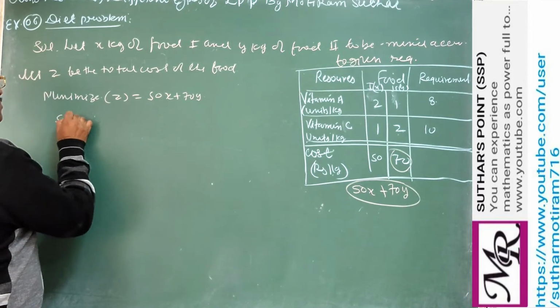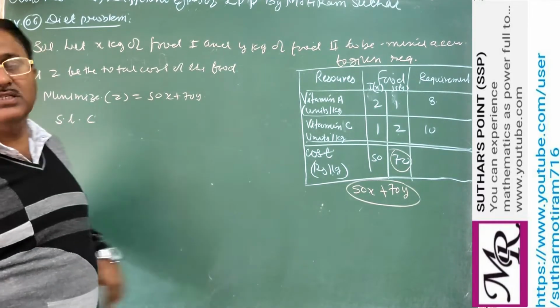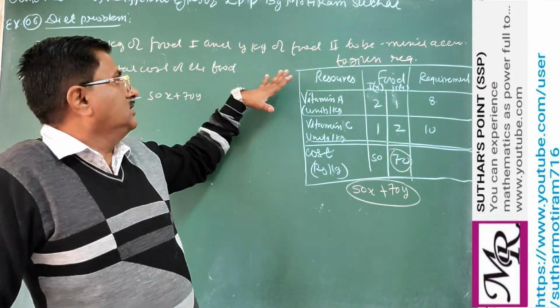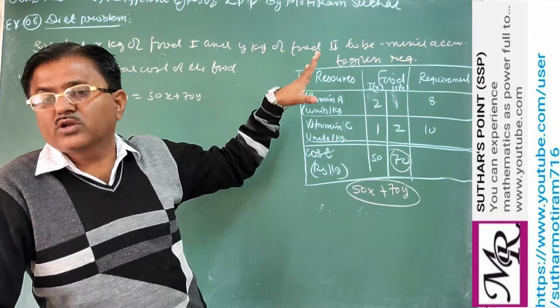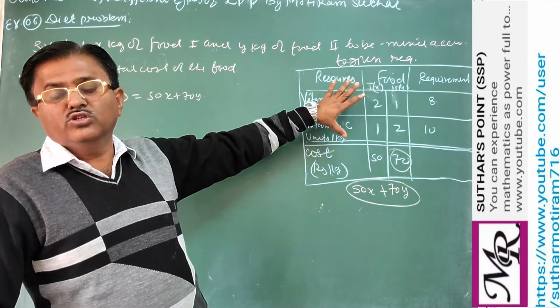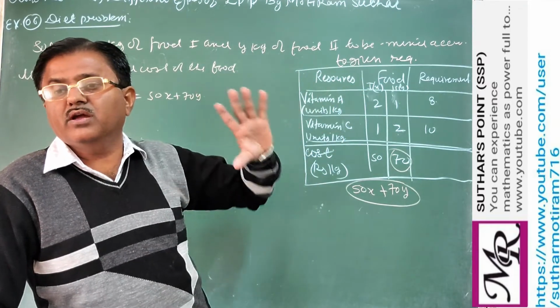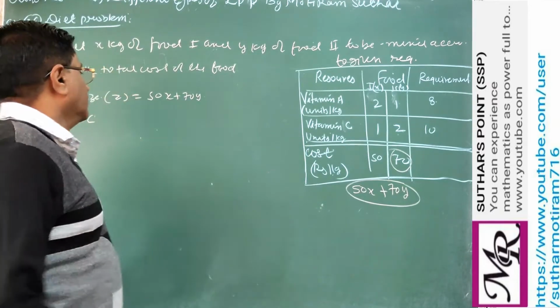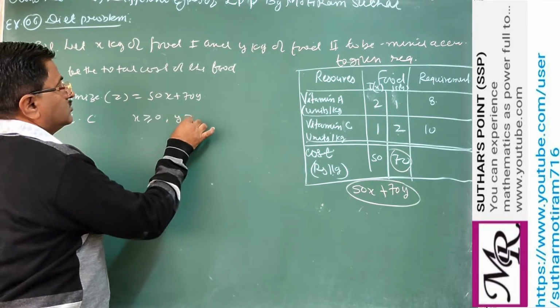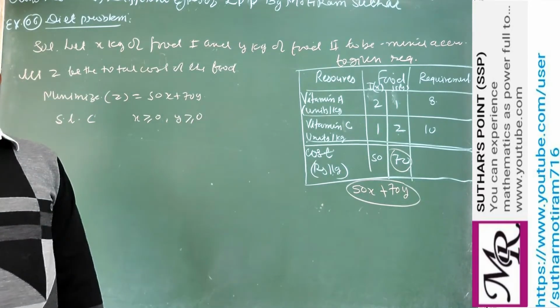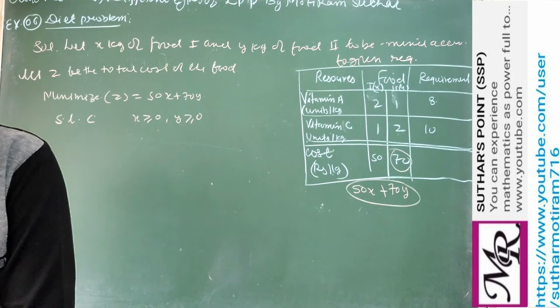Now, subject to constraints, what conditions are there? Dear students, see here, x is the number of kg and y is also the number of kg. You know that the number of kg is never negative. That's why x should be greater than or equal to 0, and y should be greater than or equal to 0. So this condition we have to give.